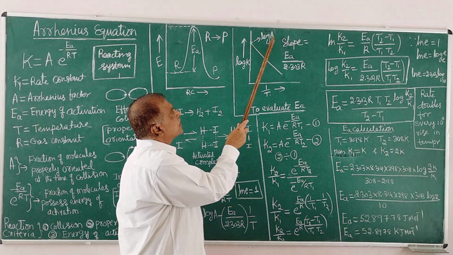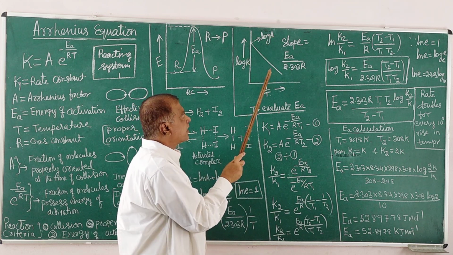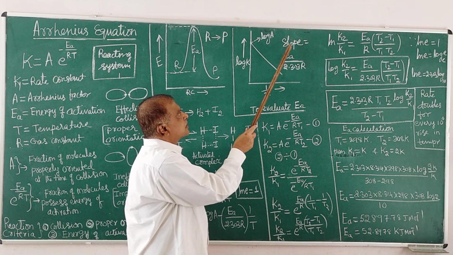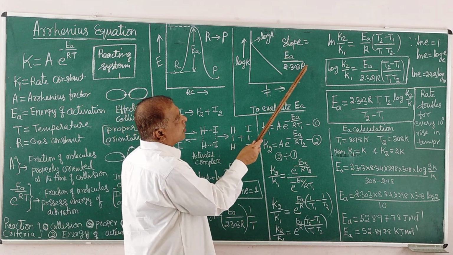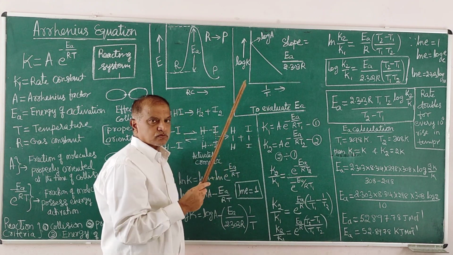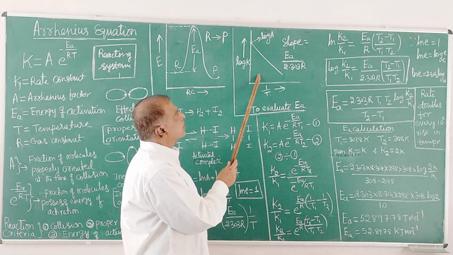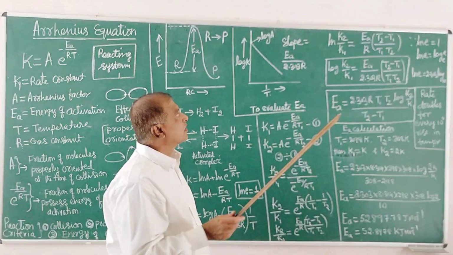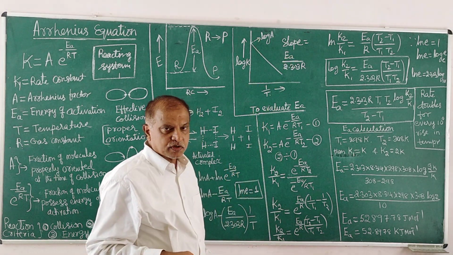This intercept gives the value of A, so we can calculate the value of A for a reaction. If you have a graph from the experimental data, then from the slope, which is Ea by R, the value of R is known. We can evaluate the value of the energy of activation for the reaction. So from the experimental data, if we have this graph, we can simultaneously evaluate the value of A and the value of Ea. That is one way of evaluation.